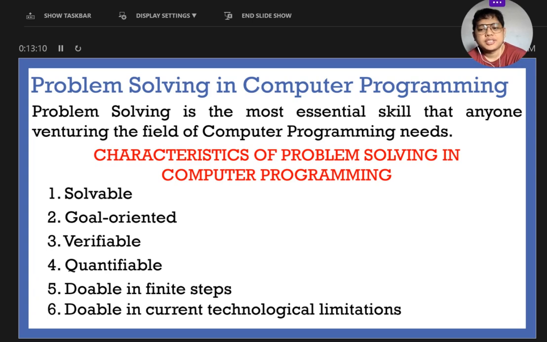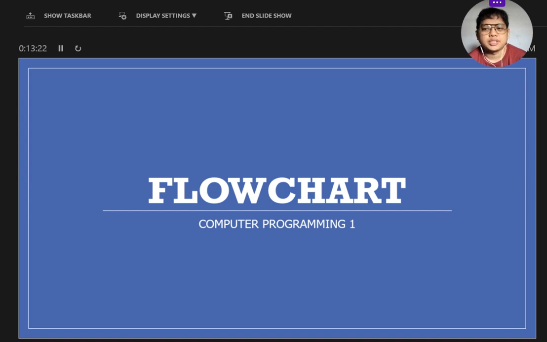Learning these characteristics of problem solving will help us to present our solution through the flowchart. And now we will discuss what is flowchart. So, flowchart.